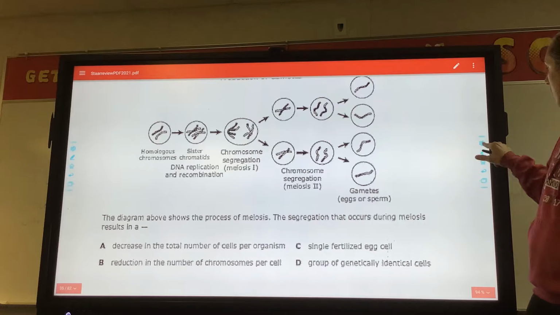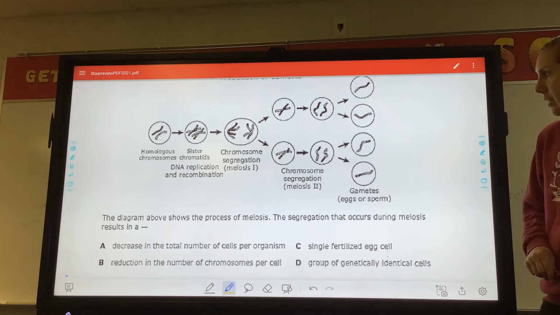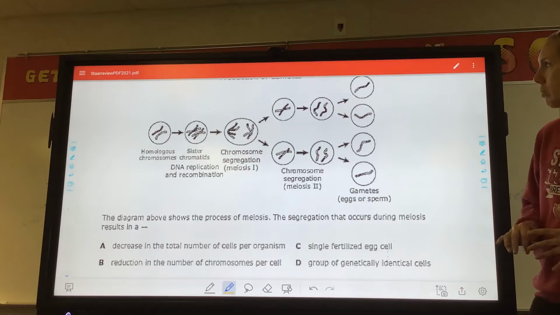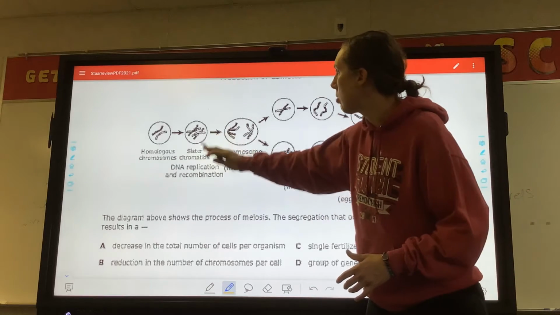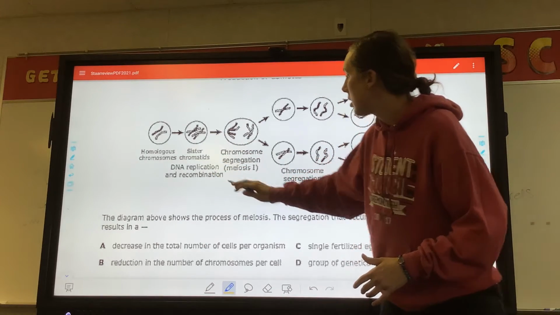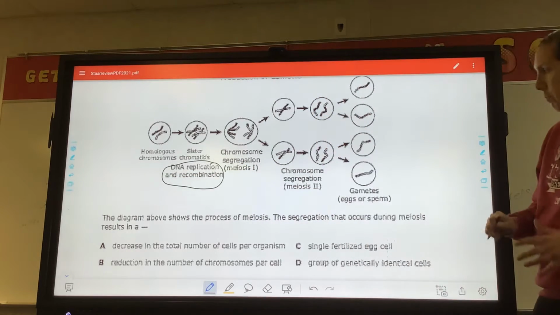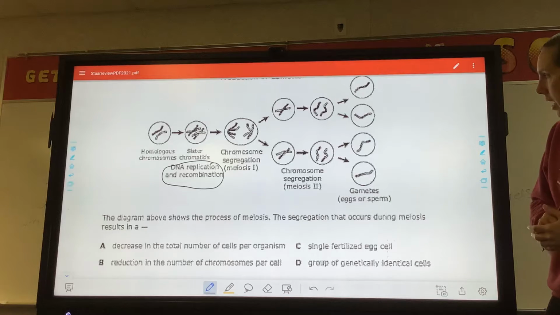Next one. Okay, it says the diagram above shows the process of meiosis. You know this because it's sex cells, okay? Also, I actually see crossing over, DNA replication and recombination, so it is making genetically diverse sister chromatids. Okay, so it says results in.